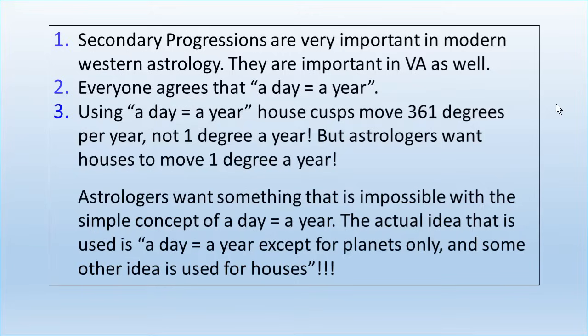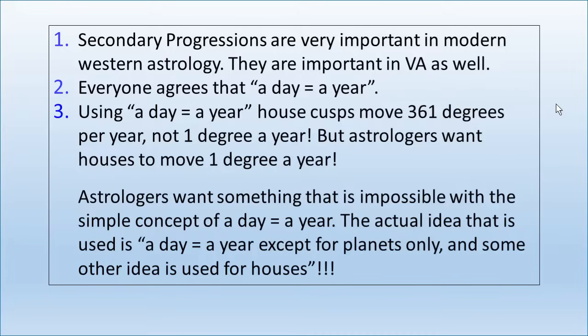Very simple. Point number 3. If you use the formula, a day equals a year, and you don't doctor it up, you don't fiddle around with that, and you just say a day is a year, simple, don't play around, that's it. Well, how fast do the house cusps move in the progressed chart if you just say a day equals a year? Well, we know as astrologers that house cusps move all the way around plus a degree. They move 361 degrees in a day. And if a day equals a year, therefore they move 361 degrees in a year of life.